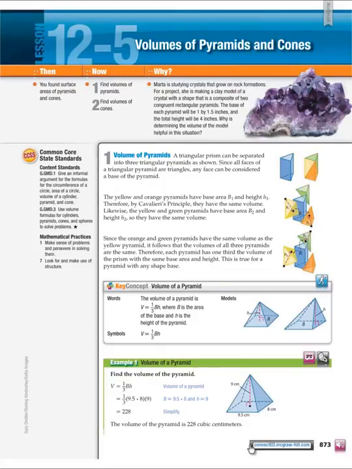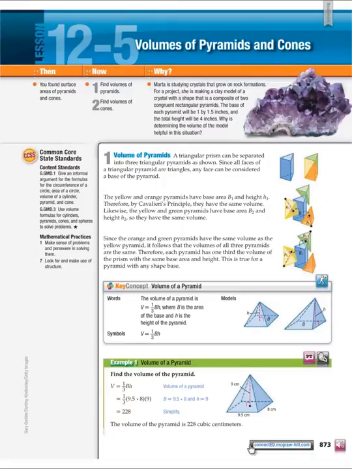Let's finish up talking about volumes of pyramids and cones today. We've talked about volumes of prisms and cylinders, and we saw how prisms and cylinders have a tremendous relationship when it comes to their area formulas. They also have a great relationship when it comes to volume. So if you can connect those relationships, it's much easier to remember those particular formulas.